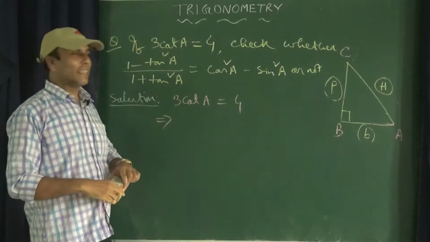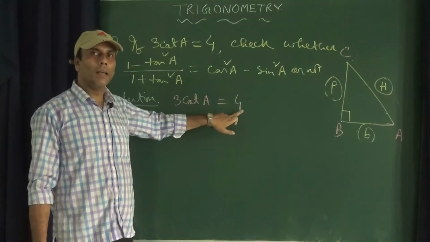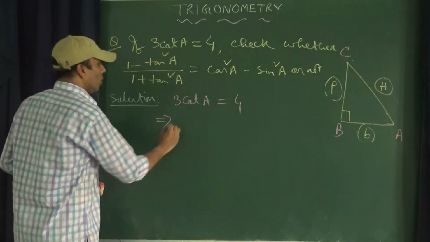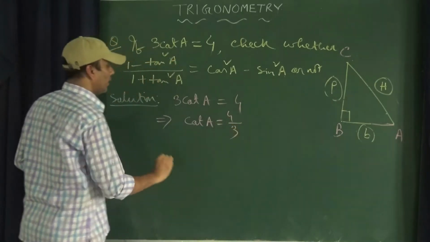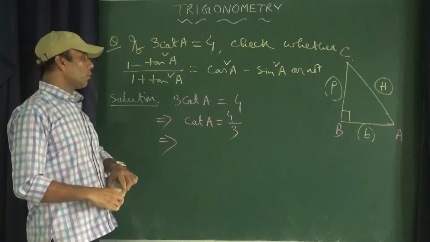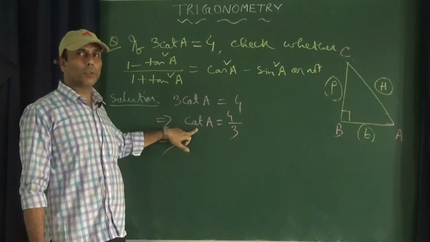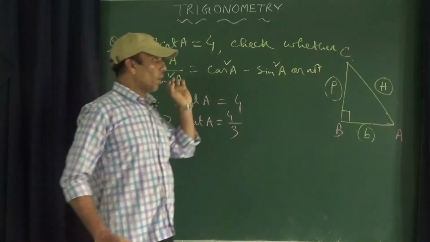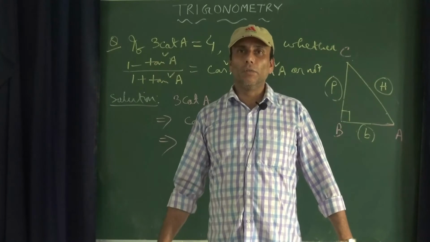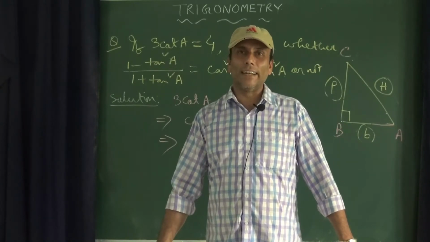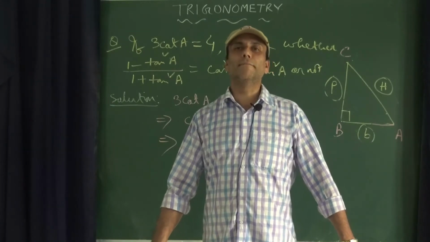So, at first we will send this 3 to the right hand side. When 3 goes to the right hand side, it becomes the denominator, which gives us cot A equal to 4 by 3. Now, we have to recall how to define cot A in terms of two sides of a right angle triangle. Cot is the reciprocal of tan. In the last video you saw that cot is the reciprocal of tan. So, tan theta is perpendicular by base, and cot theta will be base by perpendicular.